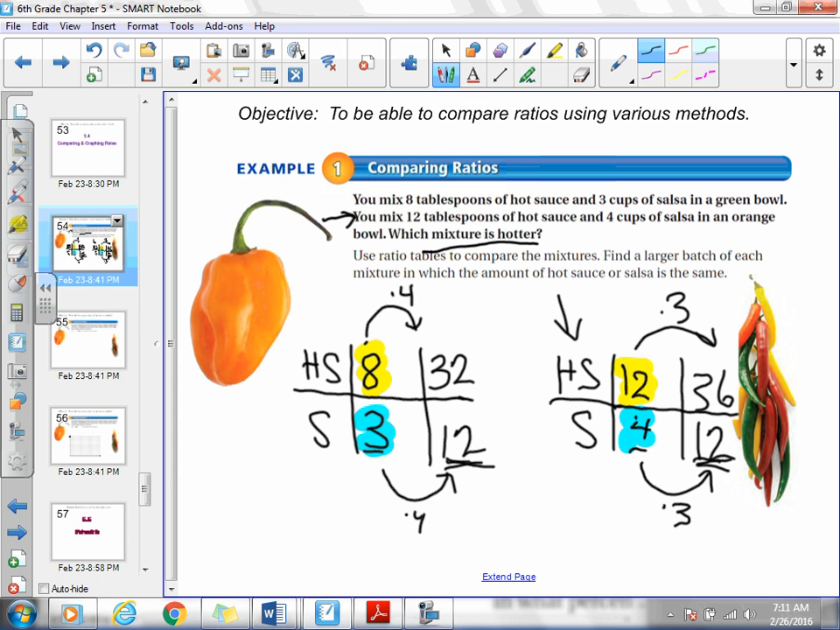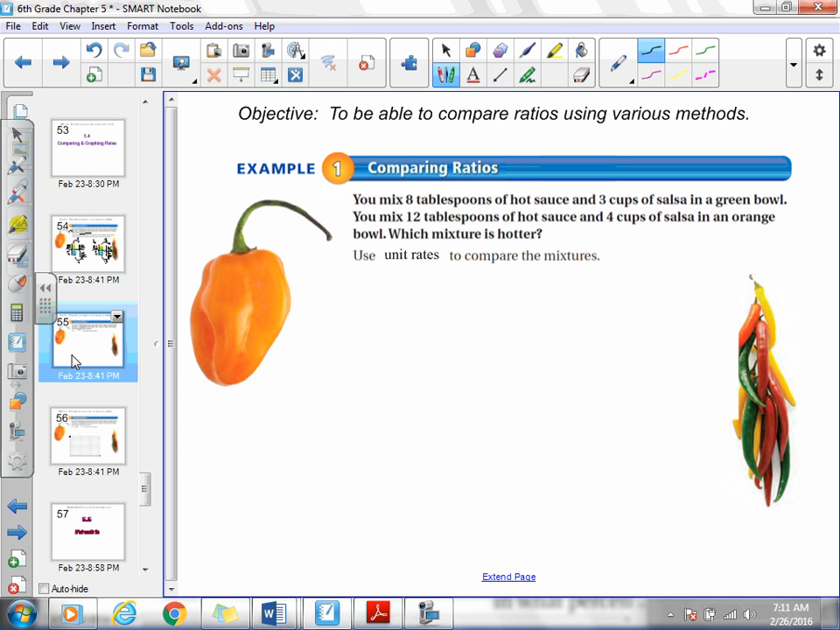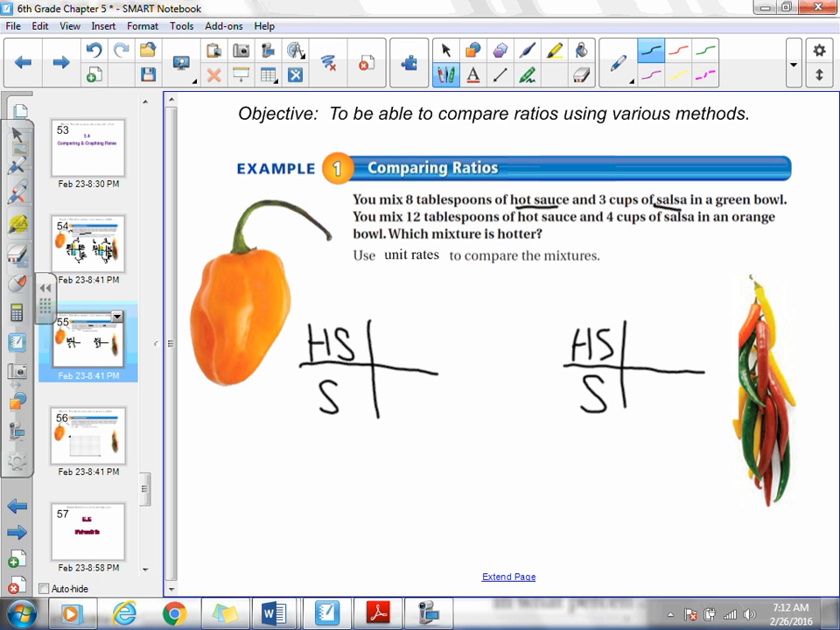Now, if that didn't totally make sense to you, let's try solving this problem in a different way. Okay, this time I'm going to have my 2 recipes again. So again, I have hot sauce and salsa to make this mixture. And I still have 2 different recipes, hot sauce and salsa. First recipe, again, has 8 tablespoons of hot sauce, 3 cups of salsa. This one, 12 tablespoons of hot sauce and 4 cups of salsa.